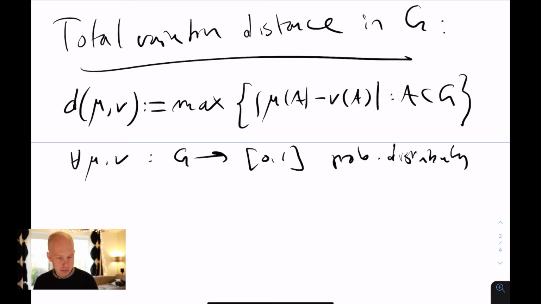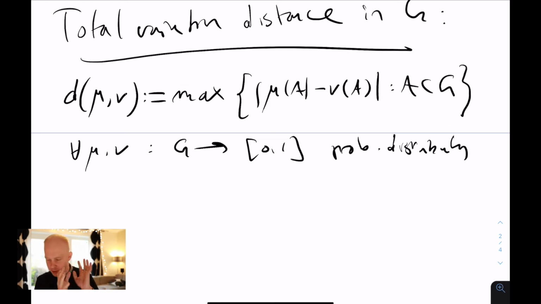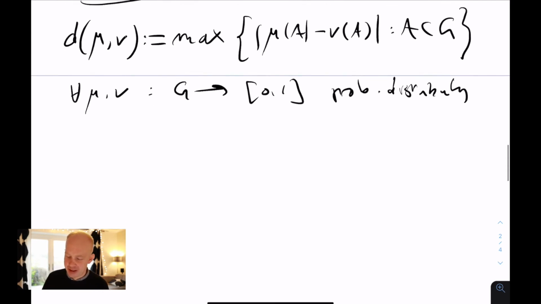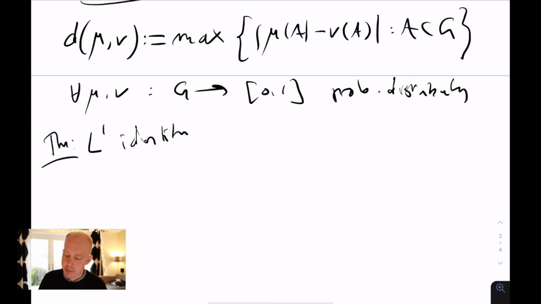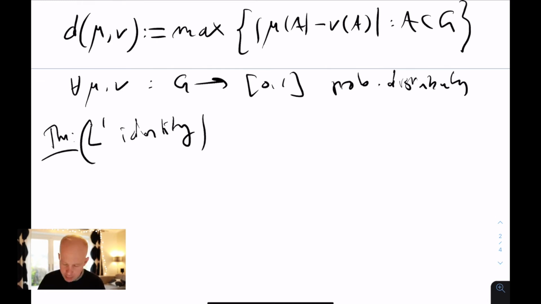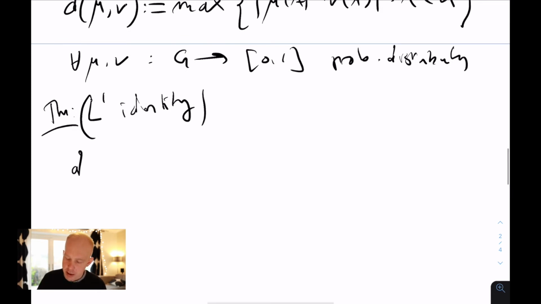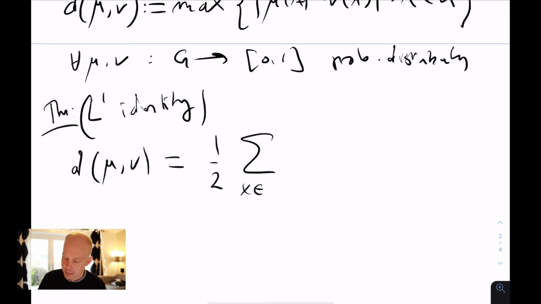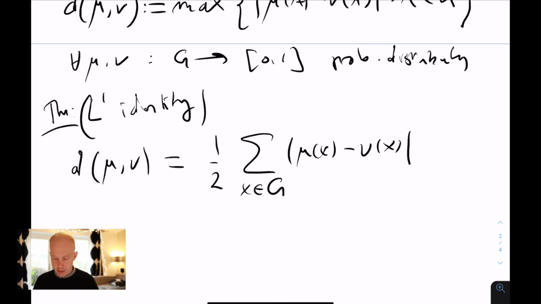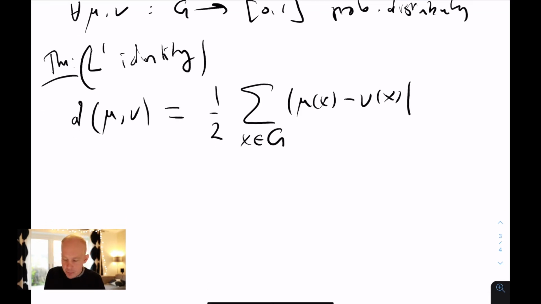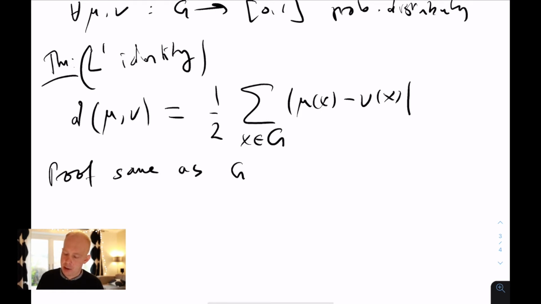I'm basically taking Z_p and replacing it by G everywhere. And then there is the L1 identity, which we proved in Z_p, but the same proof works for any finite group: if you want to compute the total variation distance, it's always a half of the sum, over x, of the absolute value of mu of x minus nu of x. That's the way it can be done in general. The proof is the same as for G equals Z_p.